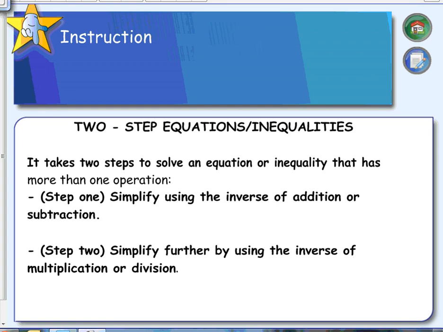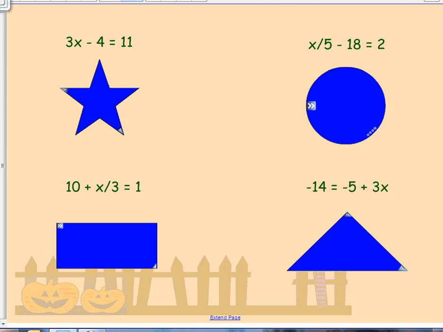All right, so for example, we have 3x minus 4 equals 11. So our first step is going to be to add 4 to both sides, okay, because that's our subtraction and the inverse is addition. So then we have 3x equals, and 11 plus 4 is 15.